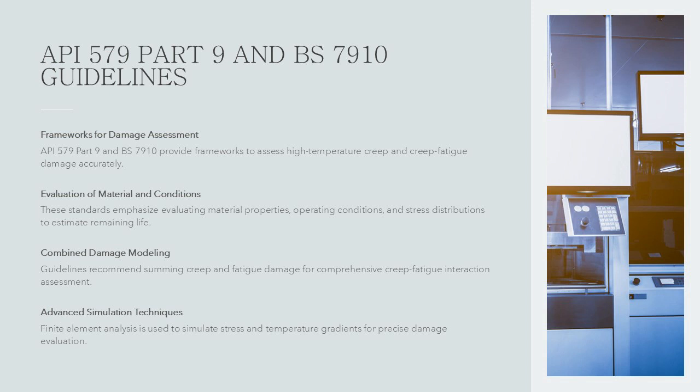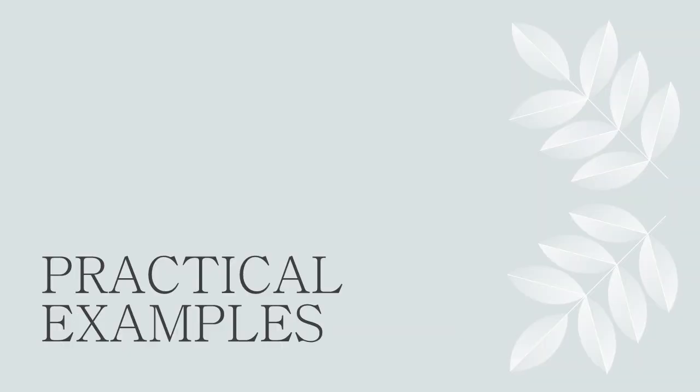For creep-fatigue interaction, the guidelines suggest using combined damage approaches, where creep and fatigue contributions are summed to assess total damage. Advanced methods like finite element analysis are often employed to simulate stress and temperature gradients accurately. These assessments enable engineers to make informed decisions on component repair, replacement, or continued operation, ensuring safety and compliance with industry standards. Practical examples: creep crack growth in high-temperature steam line, creep fatigue failure in superheater header.